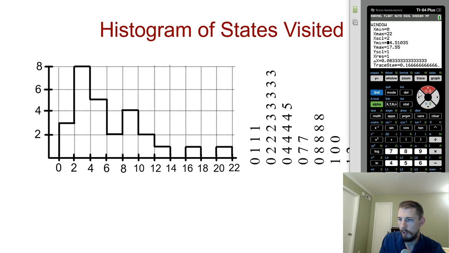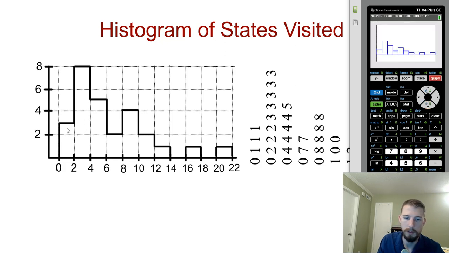Then our Y scale is not nearly as important. We can leave whatever it defaulted to. That would be totally fine. Okay, and then once we're done with that, we can just hit graph. And then it should look exactly the same as the histogram that I have here.